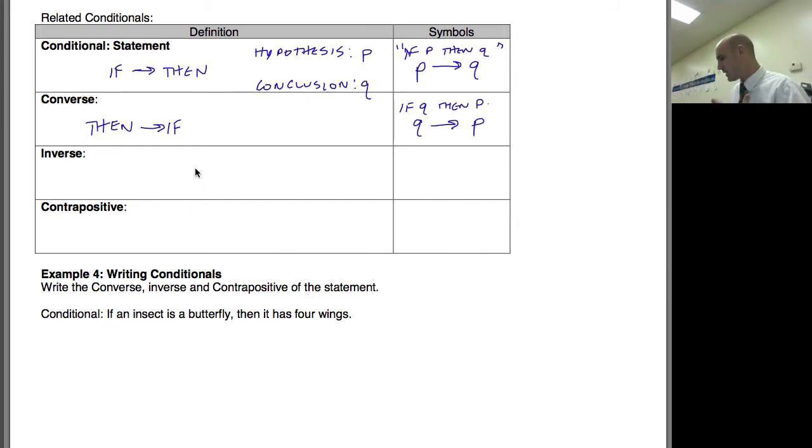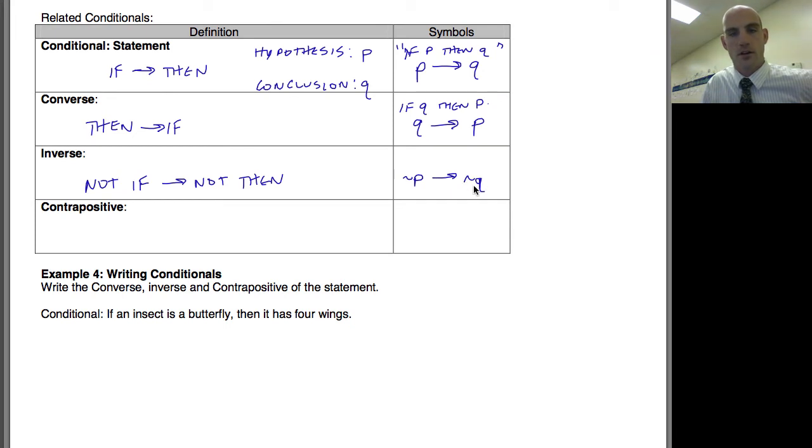Inverse. We're going to make it negative. We're going to make it the opposite of the values. And so it's going to be not if, not then. It's going to look like this. Not P to not Q. And you'll notice that little thing here, this little tilde means not. It's going to be read if not P, then not Q.